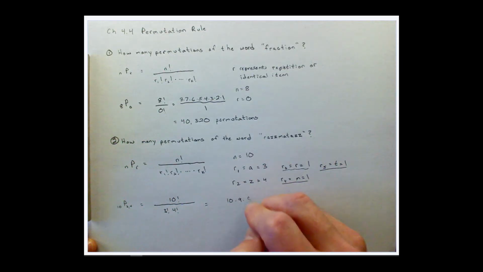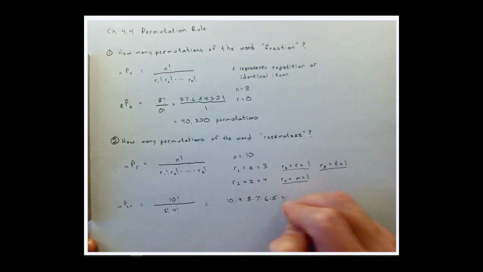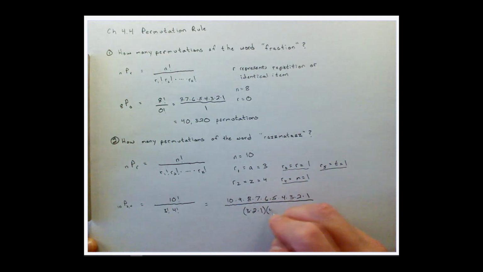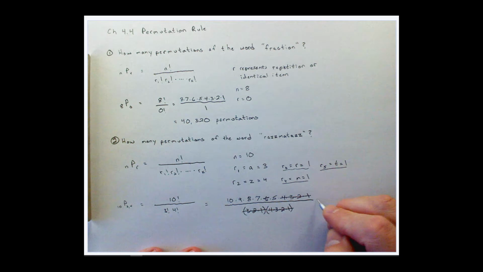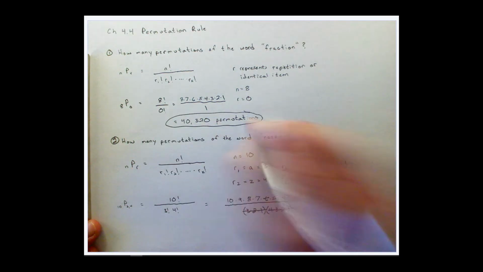So 10 times 9 times 8 times 7 all the way down to 1, that's what 10 factorial is, over 3 times 2 times 1 and 4 times 3 times 2 times 1. Without having the calculator, if you write it out, it helps you be able to see it. I know these will cancel with this. And then 3 times 2 is 6, so I can cancel that out with the 6. So with my calculator, all I have to do is 5 times 7 times 8 times 9 times 10. And what that gives you is 25,200 permutations.